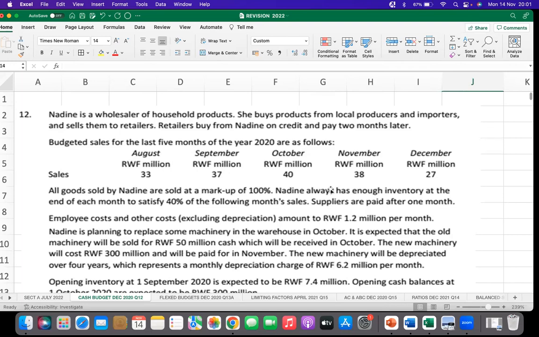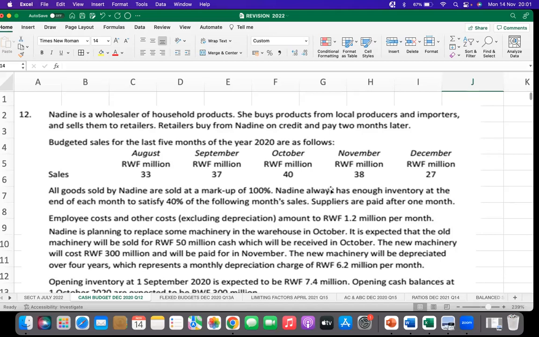Let me continue. Nadine is a wholesaler of household products. She buys products from local producers and importers and sells them to retailers. Retailers buy from Nadine on credit and pay 2 months later. Budgeted sales for the last 5 months of the year 2020 are as follows.